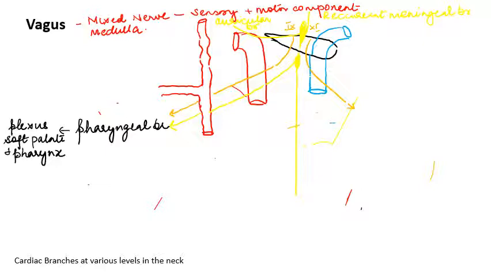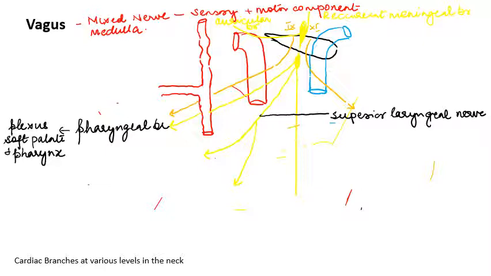The next branch is the superior laryngeal nerve, which we saw earlier in the thyroid, which divides into two branches. One is the internal laryngeal nerve and the other is the external laryngeal nerve. The internal laryngeal nerve goes inside the larynx. So it's called the internal laryngeal nerve, to supply sensory supply to the mucosa of the larynx above the vocal cord.